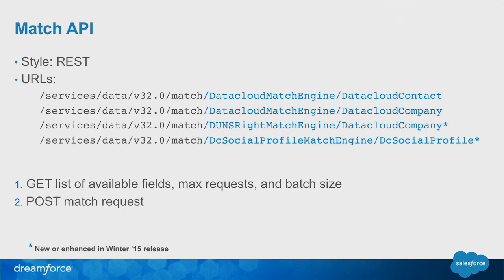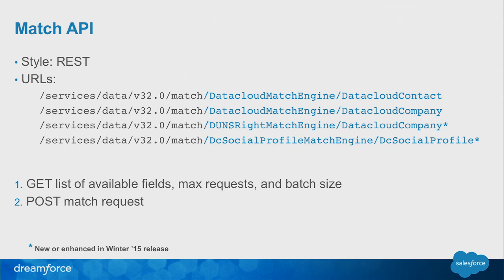A couple of different match APIs are all REST-based. These are all the different APIs that we have today. We have a Data Cloud contact and company match. Now, one of the things we've also introduced is this concept of different types of match engines. So how many are familiar with Dun & Bradstreet? D&B, right? All right, a few people.